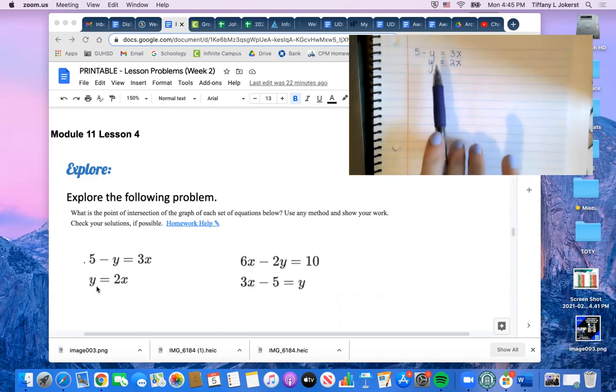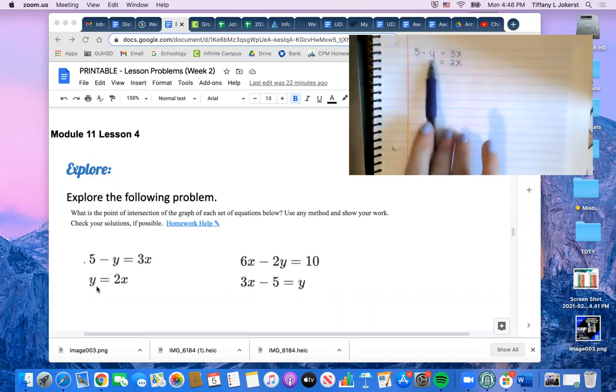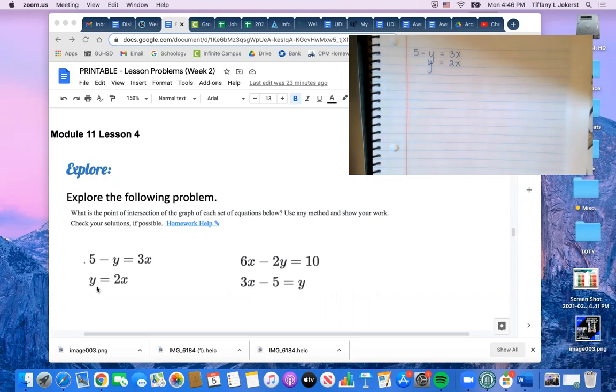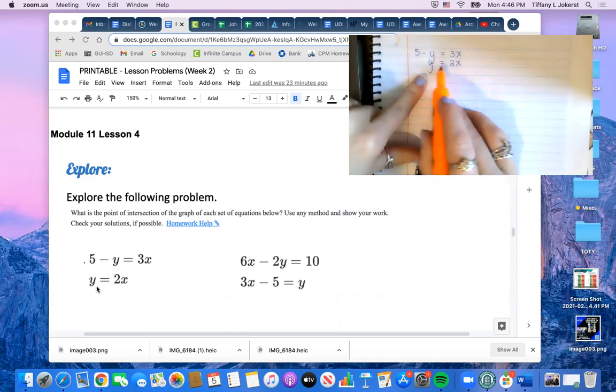Desmos is a great place. If you wanted to go and graph the two of these, you could actually see them and make sure that your solution works that way. But for this one, I'm going to use substitution. And since this one's already solved for y, I'm going to take this one.